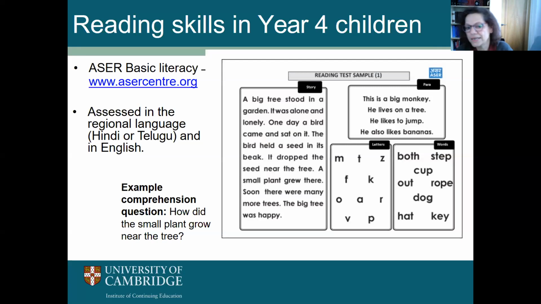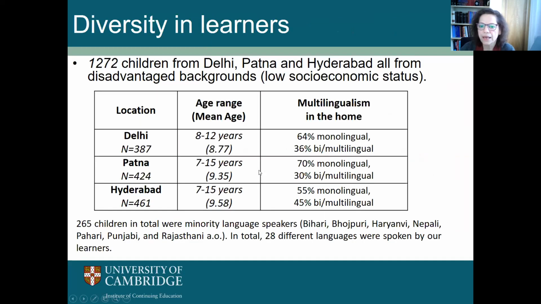And it tests basic literacy. So these children were assessed in English literacy, and you see some examples here. They have to recognize letters, read words, paragraphs, and stories, and then answer a couple of comprehension questions on the story, which we developed.